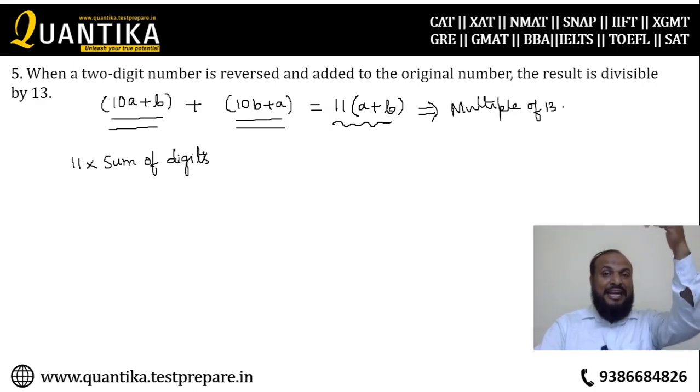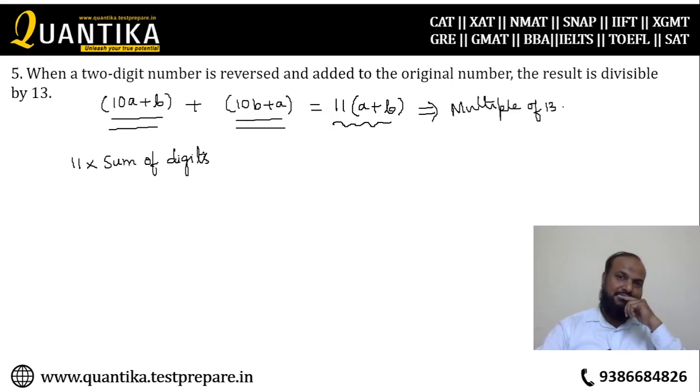Write the table of 11. Do you find a number which is a multiple of 13? Very less chance. 11, 22, 33, 44, 55, 66. You will find the number but at a later stage of the table. For example, 143, which is 11 into 13. So my point is, unless the sum of digits is a multiple of 13, this cannot be a multiple of 13.